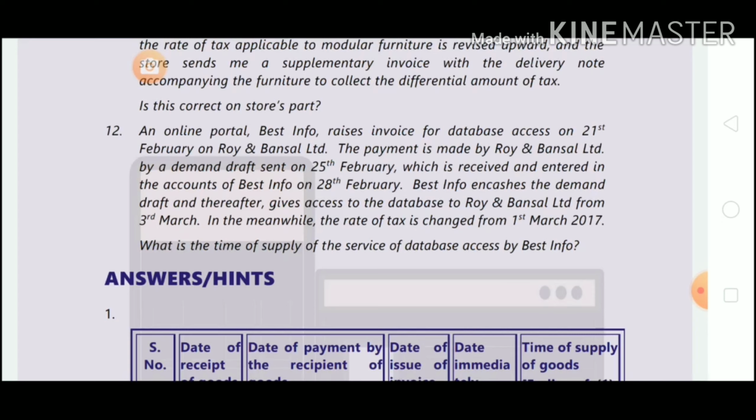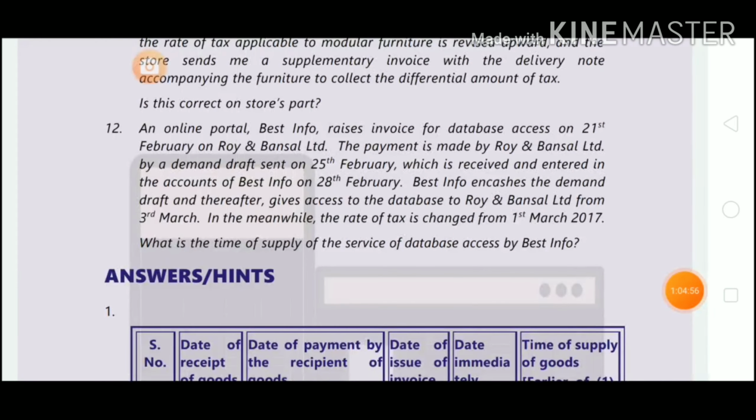Best Info encashes the demand draft and thereafter gives access to the database to Roy and Bansal Limited from 3rd March. In the meanwhile, the rate of tax is changed from 1st March 2017. What is the TOS of service of database access by Best Info? Hope the question is clear.